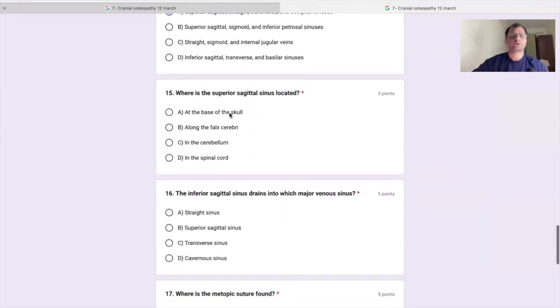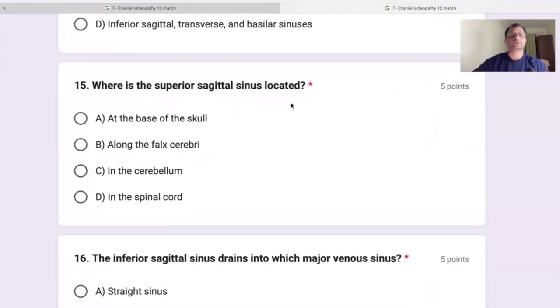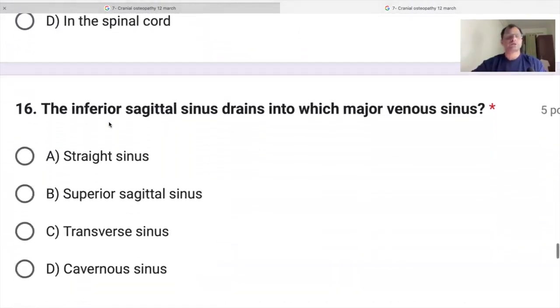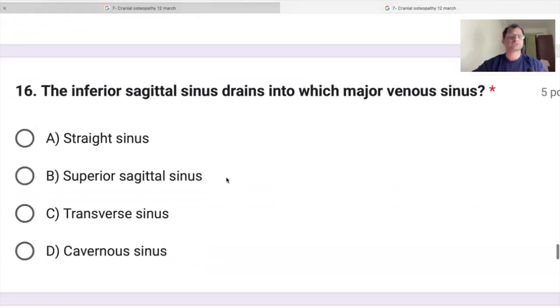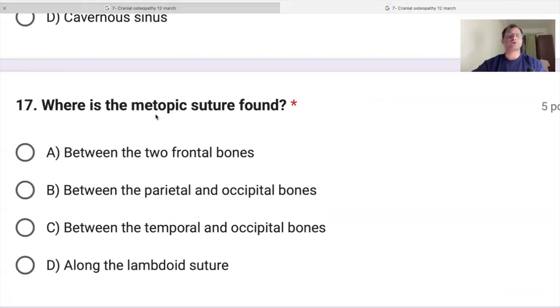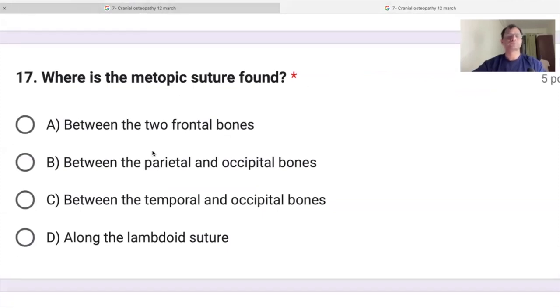Question number 15. Where is the superior sagittal sinus located? Along the falx cerebri. Question number 16. The inferior sagittal sinus drains into which major venous sinus? Straight sinus. Question number 17. Where is the metopic suture found? Between the two frontal bones.